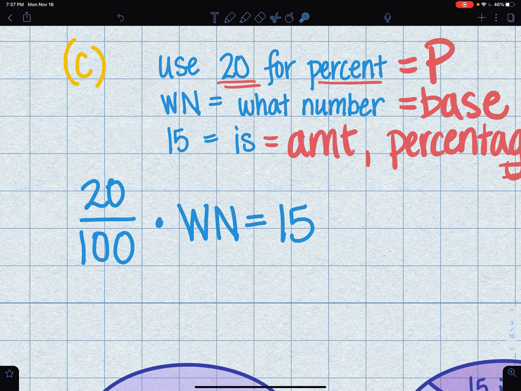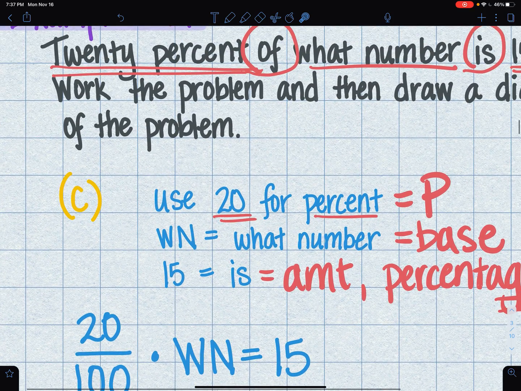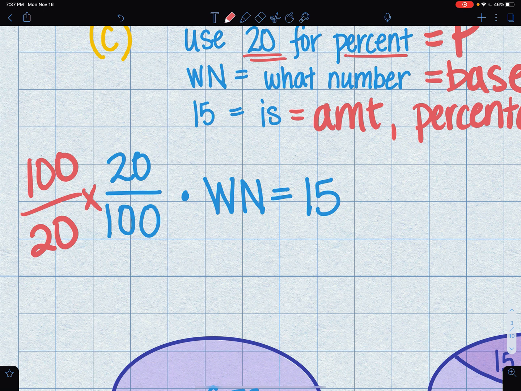This is in place of of, because it's 20% of what number. So we put of here, what number, this is your unknown, equals 15. This is the amount that you're left with. Then we just need to solve this equation for what number. So what they do to solve this equation is they multiply both sides by 100 over 20.